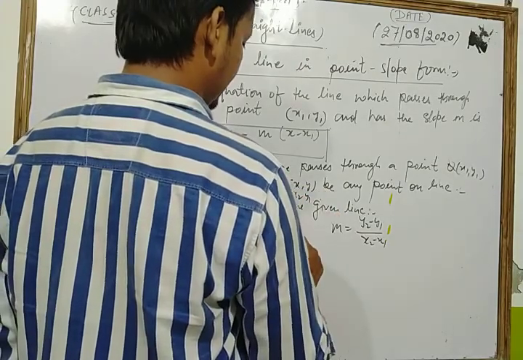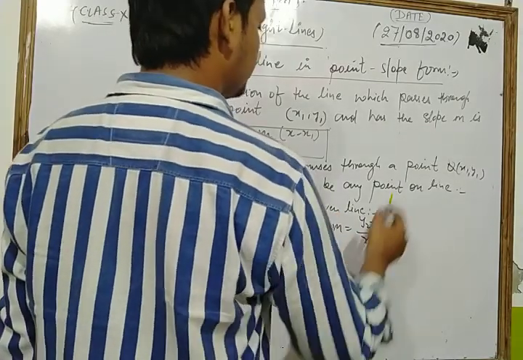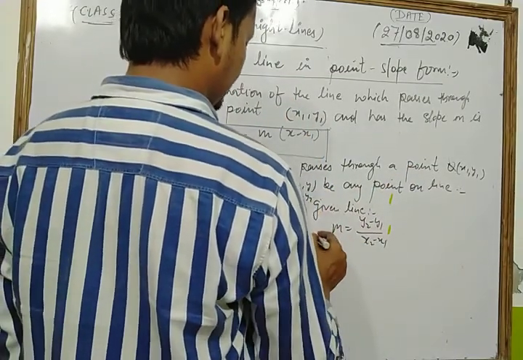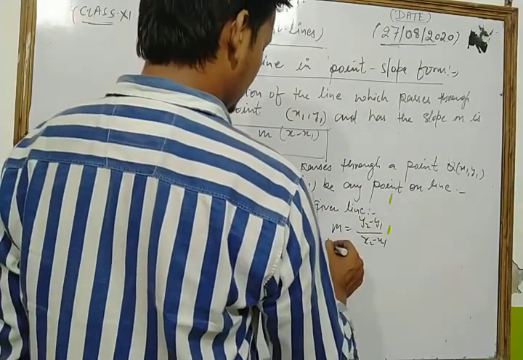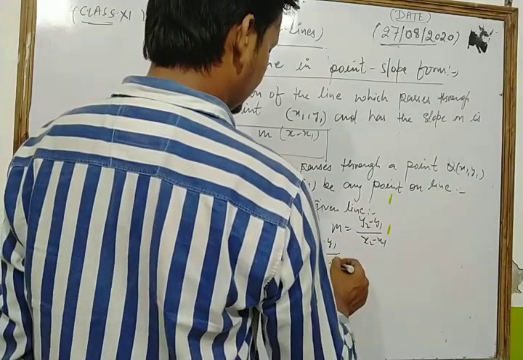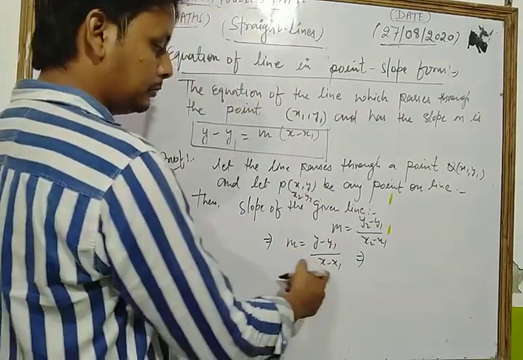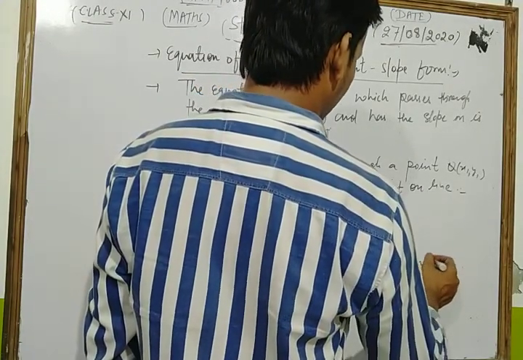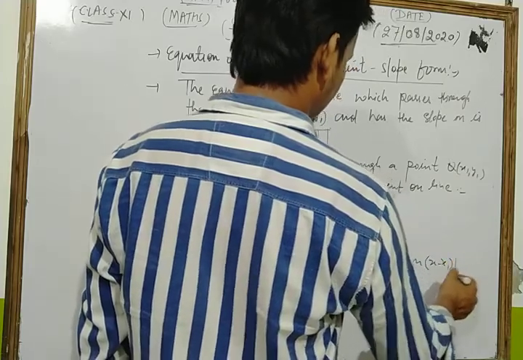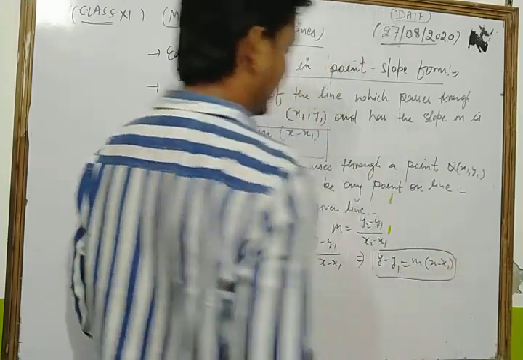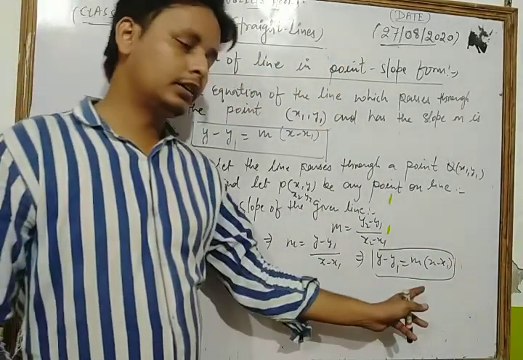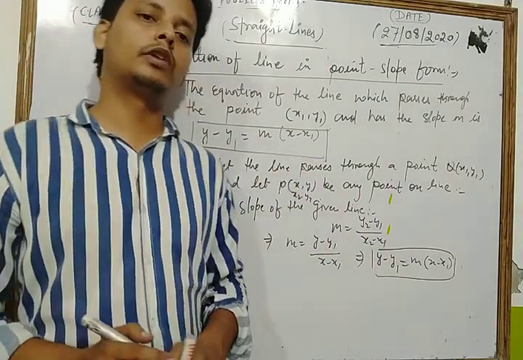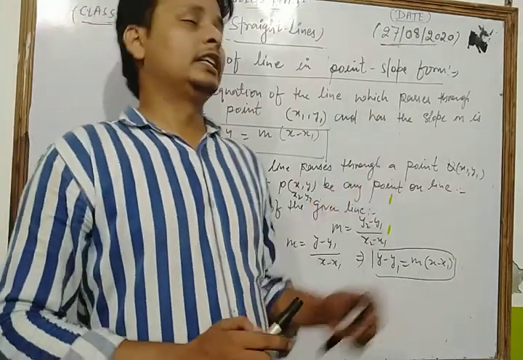So here we have m as y2 minus y1 upon x2 minus x1, that is y minus y1 upon x minus x1. After cross multiplication we have y minus y1 is equal to m times x minus x1. So students, in this way we get our result: y minus y1 is equal to m (x minus x1). This is the equation of a line in point slope form.